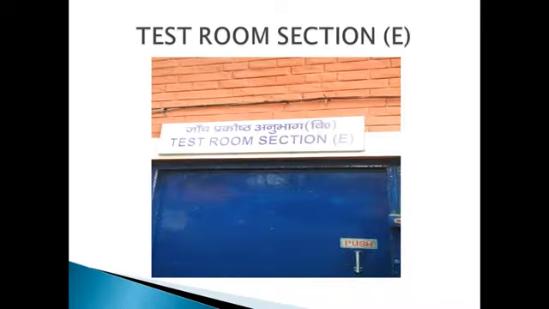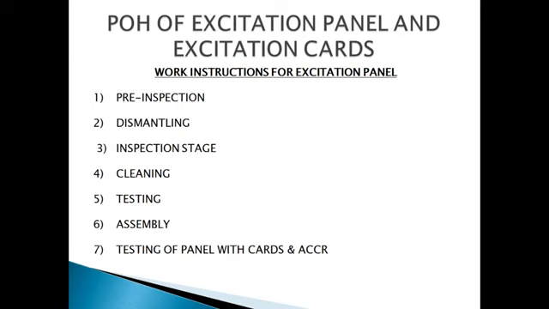In Jamalpur workshop, POH of the excitation control panel and excitation cards is done in the test room section. The basic steps involved in the periodic overhauling are: first, pre-inspection; second, dismantling; third, inspection stage; fourth, cleaning; fifth, testing; sixth, assembly; seventh, testing of panel with cards and ACCR.